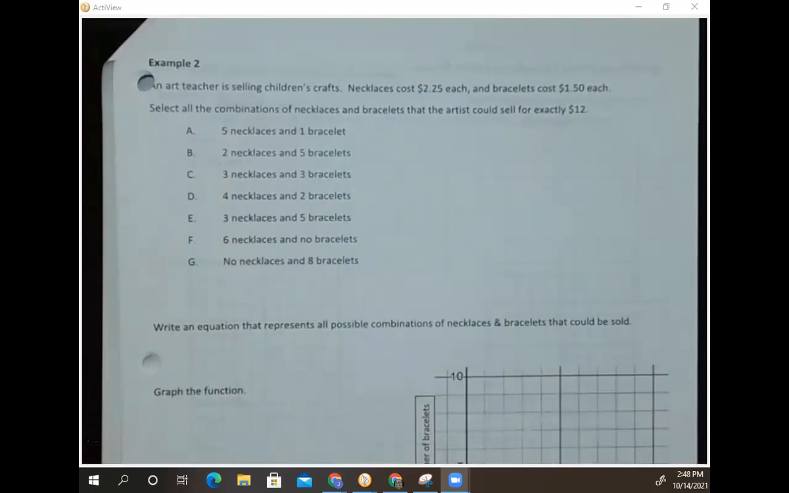You're probably going to want your calculator for this one. Okay, yeah, you can use your calculator on it. So take the next couple of minutes, figure out which of these would have cost exactly $12.